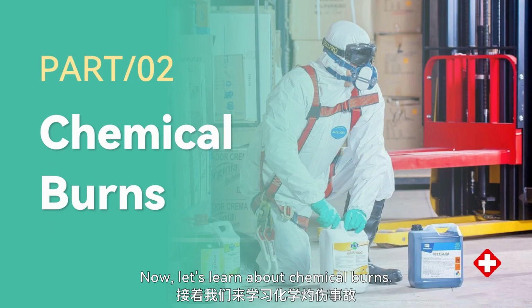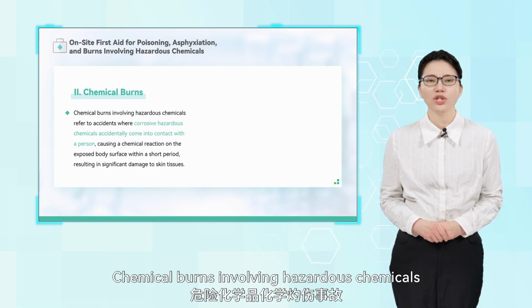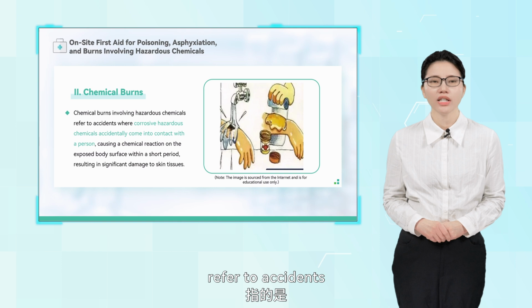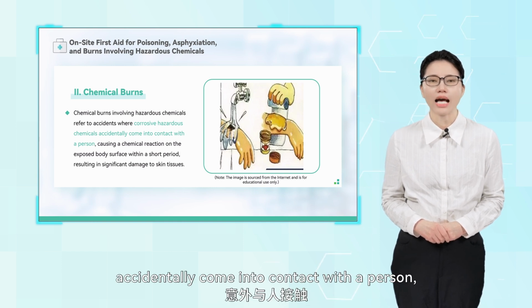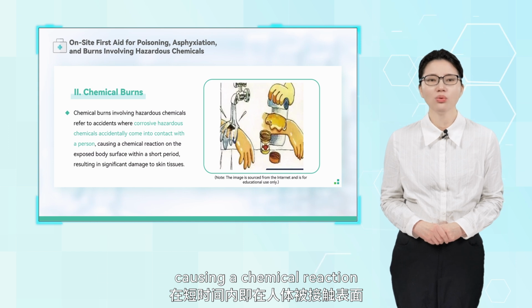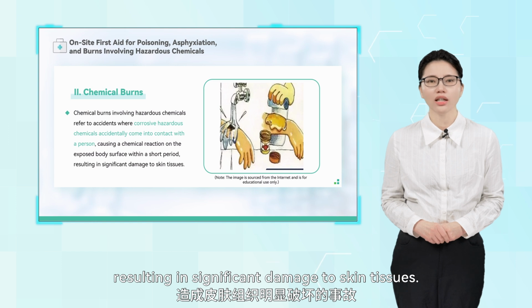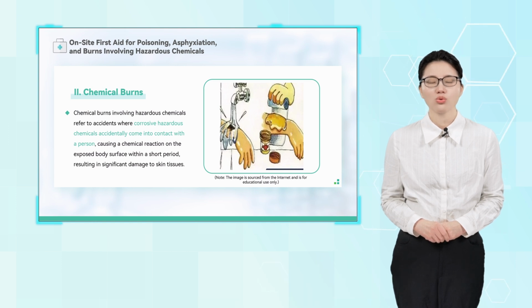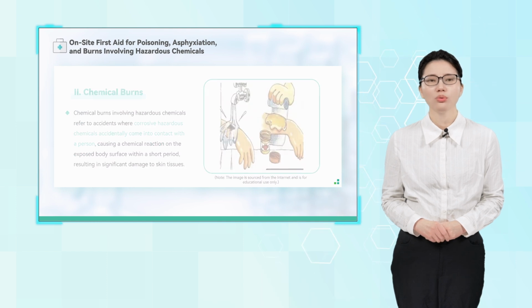Now let's learn about chemical burns. Chemical burns involving hazardous chemicals refer to accidents where corrosive hazardous chemicals accidentally come into contact with a person, causing a chemical reaction on the exposed body surface within a short period, resulting in significant damage to skin tissues. The following are the steps for on-site first aid.